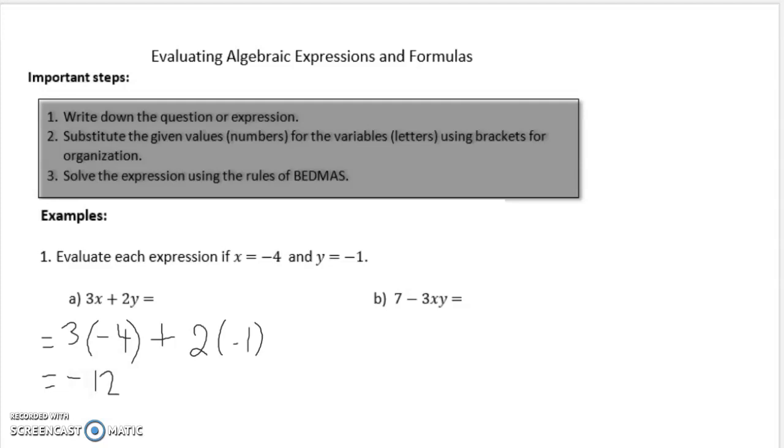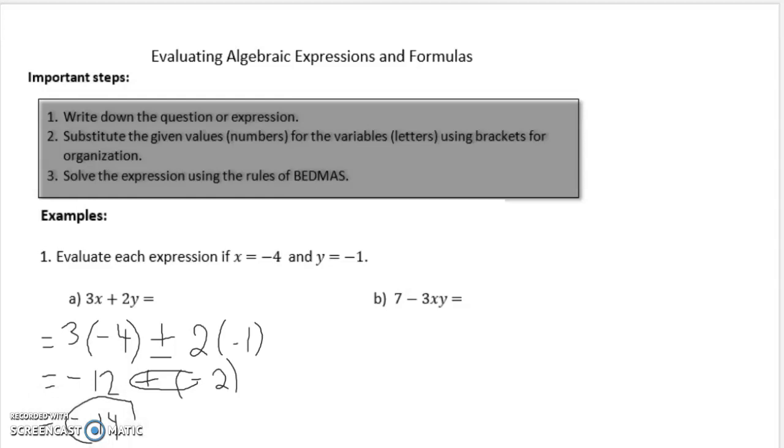And then on the other side, we have plus. And then it's 2 times -1, so a positive times a negative is a negative. So we have negative, and 2 times 1 is 2. Okay, and then remember when you have the back-to-back signs, a positive and a negative, it turns into a negative. So it's -12 minus 2, and -12 minus 2 gives you -14.